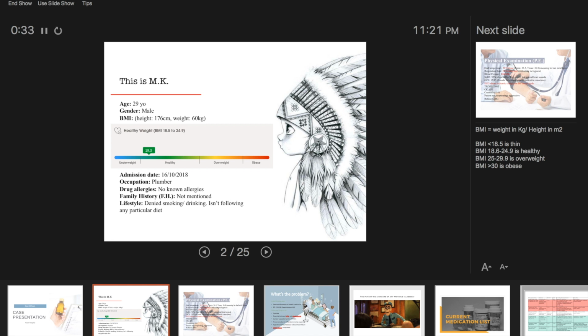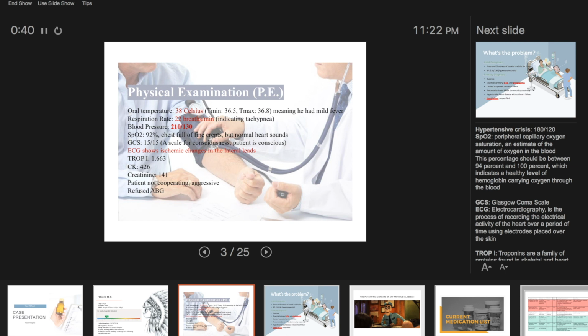He got admitted to the hospital on the 16th of October 2018. And before I tell you why, I would like to show you his physical examination sheet. Well, now I'm going to pinpoint the most important values in this slide, which is the oral temperature. It's 38 degrees Celsius, meaning he's got mild fever.